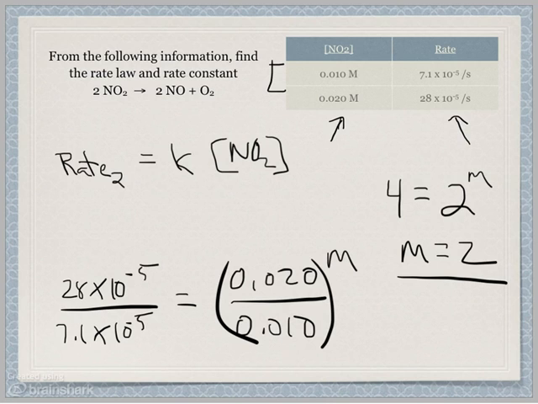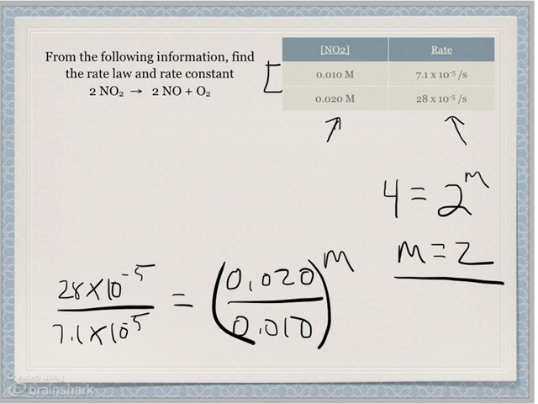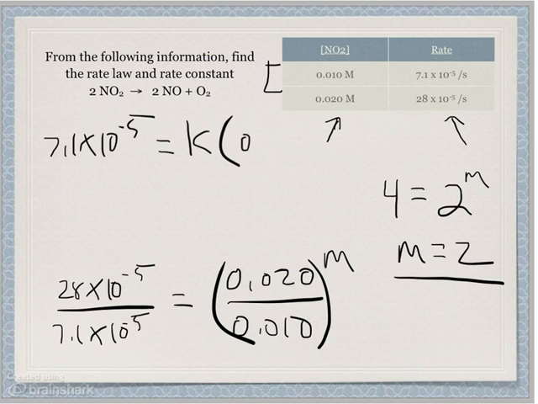Now we want to figure out what our rate constant is going to be. All we need to do is plug in the numbers from one of the trials into our rate law. Our rate law is basically rate equals the rate constant times the concentration at a particular power. So the rate in the first trial, 7.1 times 10 to the negative 5, equals the rate constant, which we don't know, times the concentration, which in the first trial was 0.010, and that is all to the M power, which we figured out M to be 2. Now all you're doing is solving for K, your rate constant, and if you do that, you end up with a K of 0.71.